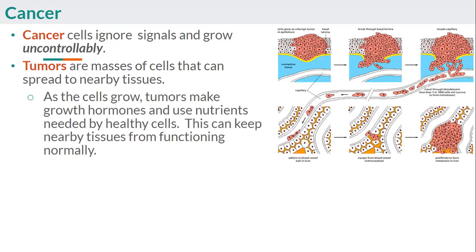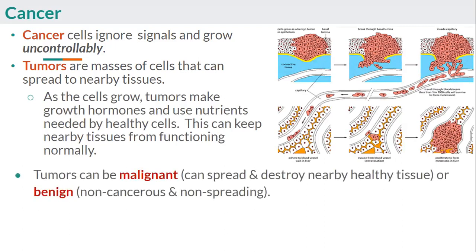So what happens is when they're growing, they can make growth hormones, and they'll take up all the nutrients that the cells around them would need, and they take them for themselves. So because they're taking away nutrients from healthy cells around them, it's going to affect the healthy cells around them.